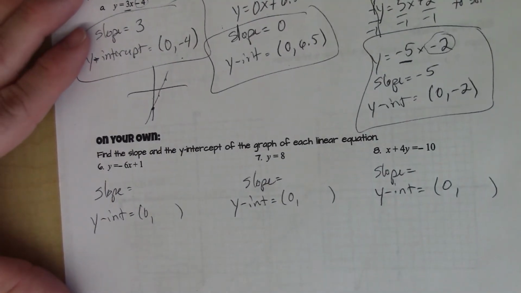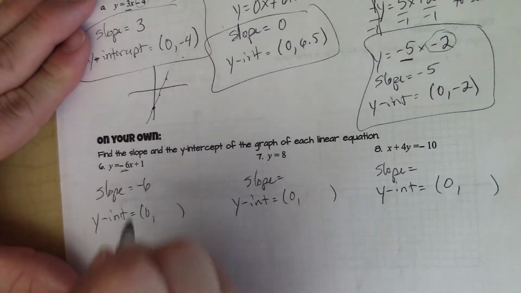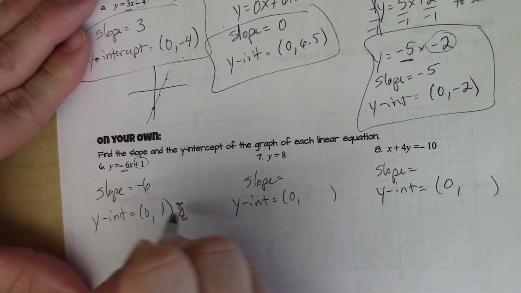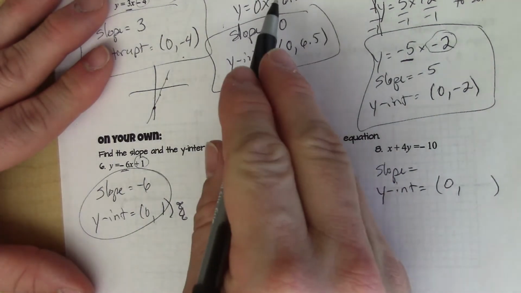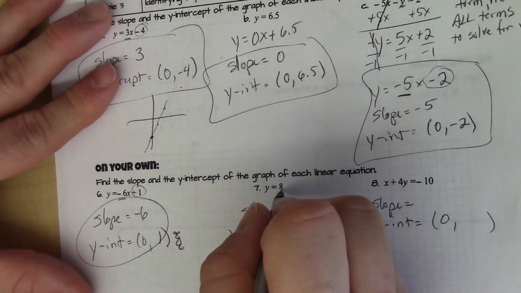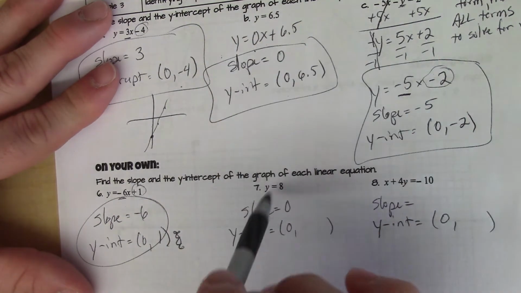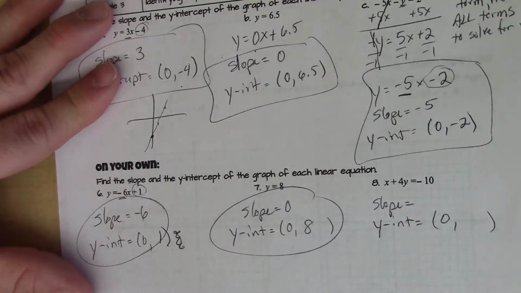So for this first one, again, it's in mx plus b form. So there's my slope, -6. There's my y-intercept, 0, comma 1. That's it. As easy as that. Same thing here. This is just like the problem up above. When there's no x, that means that the slope is 0, because it looks like 0x plus 8. And then that 8 is, indeed, my y-intercept. I'm done with that problem.